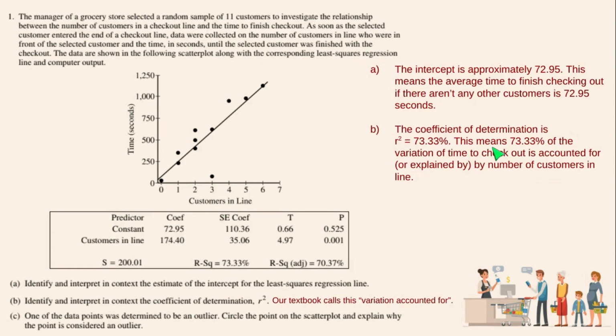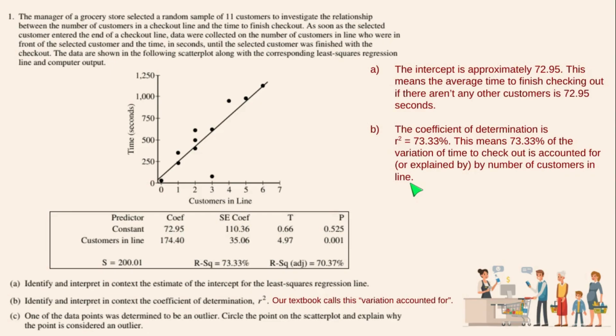So what does it mean? This means 73.33% of the variation of time to check out is accounted for, hence variation accounted for, or explained by, that's another way of saying it, the number of customers in line.